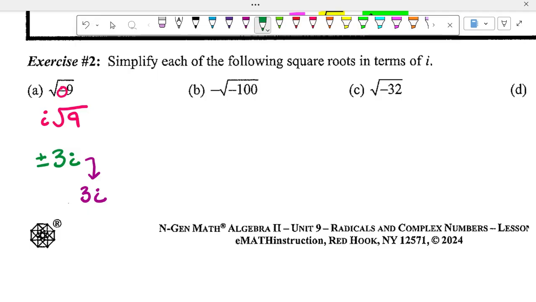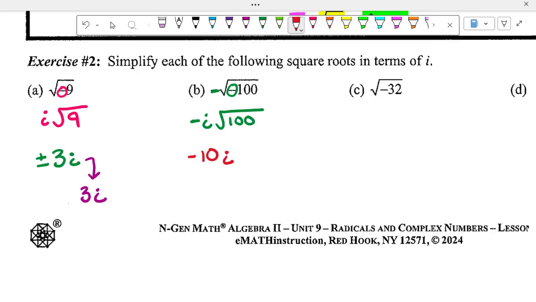So this one, it's a little hard to see, but there is a negative in front of it. So that negative is going to stay in front of it, but the negative under the radical, what are we going to do first? Turn it into i. So I'm going to take the i out. So now I got negative i times the square root of 100. As soon as you take the i out, it becomes positive underneath. So what's the square root of 100? 10. So this would be negative 10i.